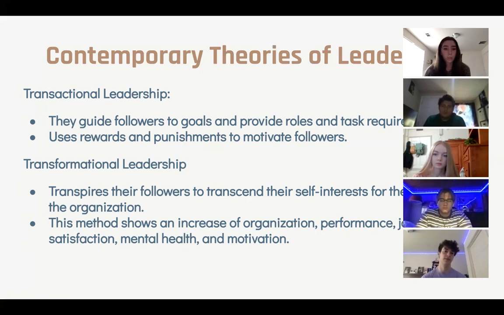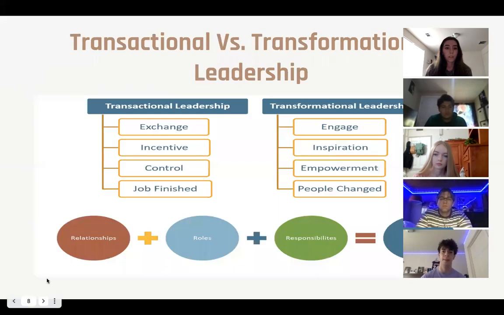And transformational leadership is very similar to transactional. It inspires their followers to transcend their self-interest for the organization. This method shows an increase in organizational performance, job satisfaction, mental health, and motivation. Here is a chart to show the difference. They both form relationships, provide roles and responsibilities to get efficient results.